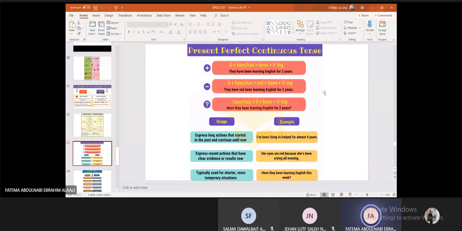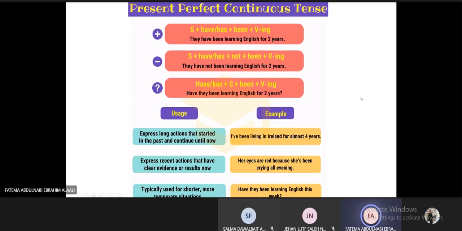We move to present perfect continuous. Again, another tense. The first thing is the form, the second thing is the uses. For the form, we have two forms: with the subject she, he, it, we use has plus been plus the verb ing. And for the subject I, we, you, and they, we use have plus been plus the verb ing. For example, they have been learning English for 2 years. If we want to make it negative, we just add not. If you want to form a question, we just replace have or has with the subject.